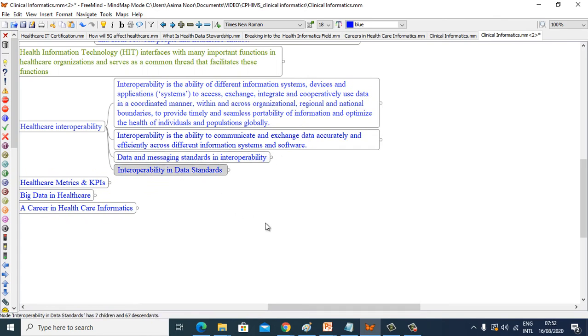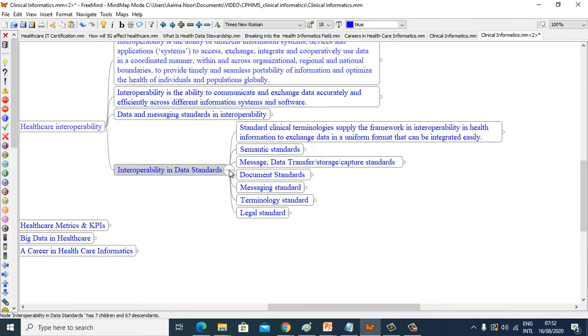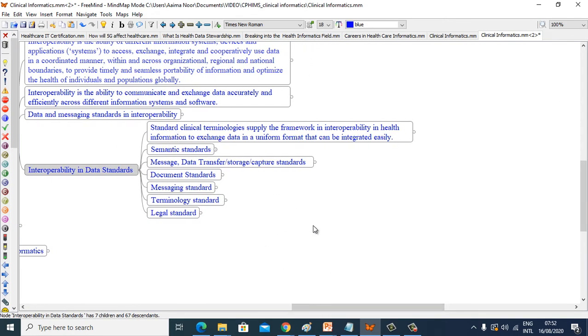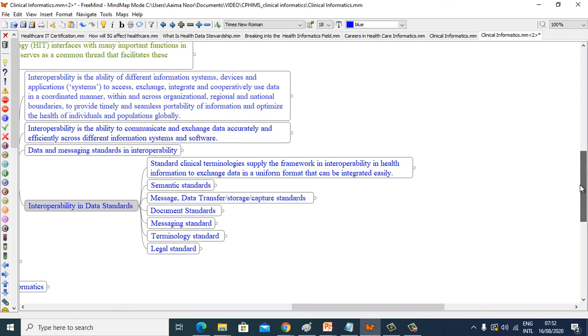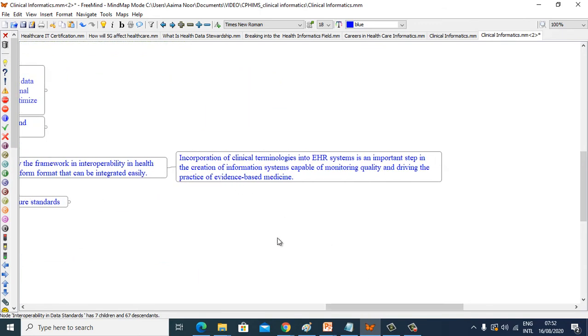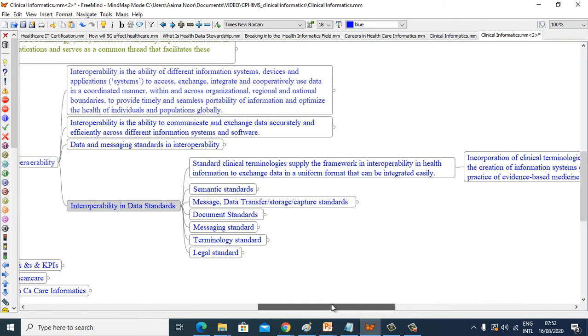Now we'll see interoperability in data standards. Standard clinical terminologies supply the framework in interoperability in health information to exchange data in a uniform format that can be integrated easily. Incorporation of clinical terminology into EHR systems is an important step in the creation of information systems capable of monitoring quality and driving the practice of evidence-based medicine.